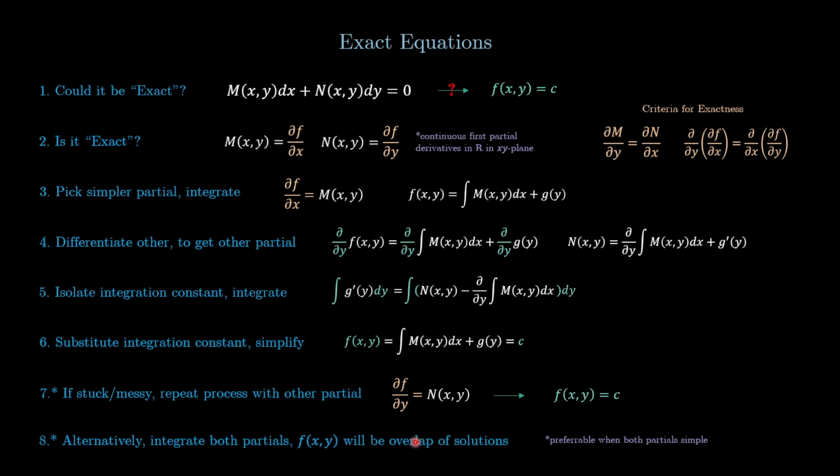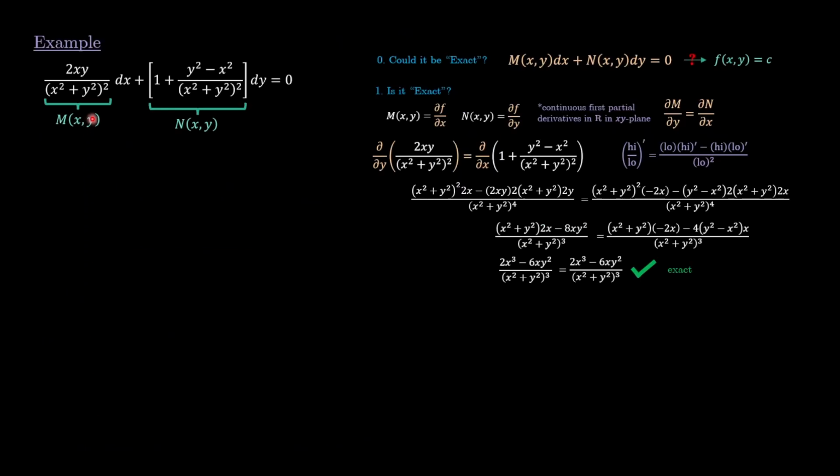But again, this involves that both partials have to be simple. In our case, are they simple? I mean, not quite. We see both of them are kind of a little messy. For example, if you tried integrating this it would be kind of a hassle. So it will probably be better to just pick the simple partial m, and then just do steps 3 to 6. So we go ahead and do that.